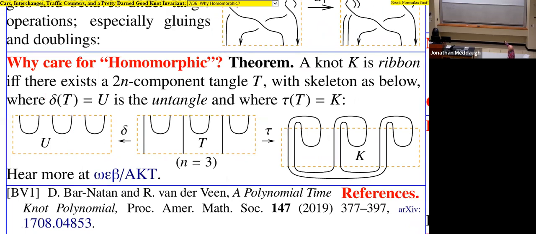Anyway, a knot is ribbon if and only if there exists a tangle whose skeleton looks like this. I'm not showing it, but these strands that appear here in the middle for the tangle T are all knotted with each other. Then you take that tangle and you double the vertical strands, and then you glue some other tangle on the top and some other tangle on the bottom, and you get, so now again, these bands and these lines are all knotted with each other, okay? And a knot is ribbon if it is obtained by this procedure from a tangle T which has the property that if you delete all the vertical strands, you're left with the untangle, something completely unknotted.